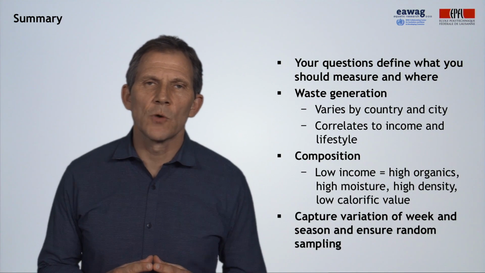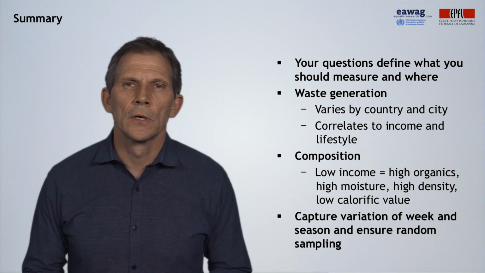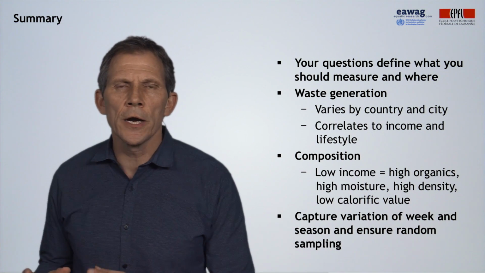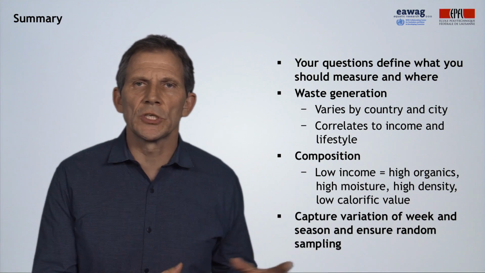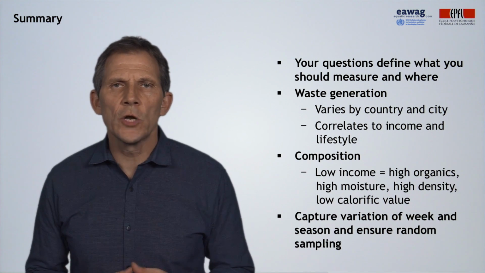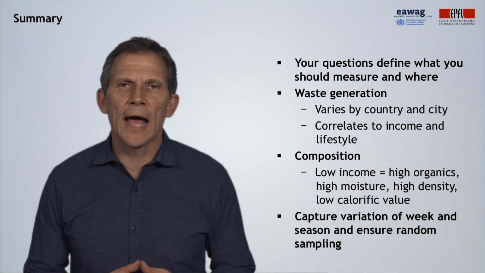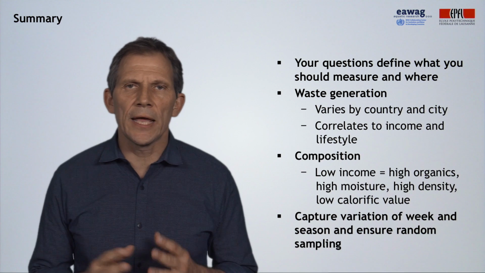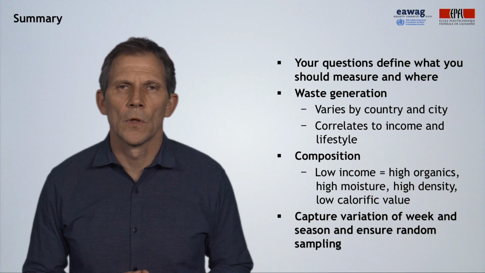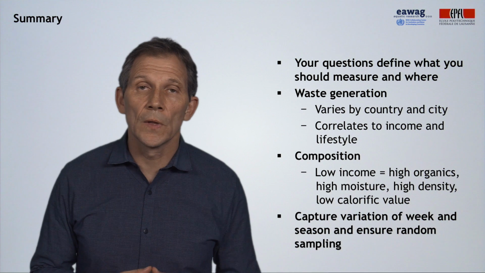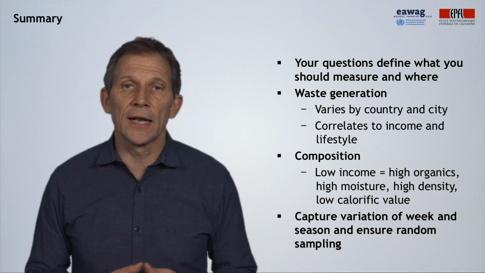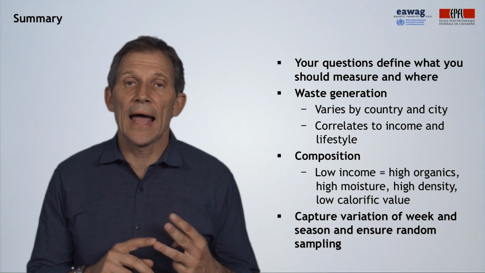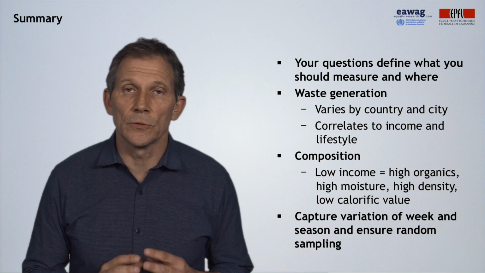So, let's summarize what we've heard about in this module. We discussed the importance of understanding what your questions are before developing a measurement campaign. Then we looked at waste generation and showed how it varies by country, by city, and how it correlates to income and lifestyle. We also looked at composition, and the general rule is that low income will have high organics, high moisture, and high density and low calorific value.